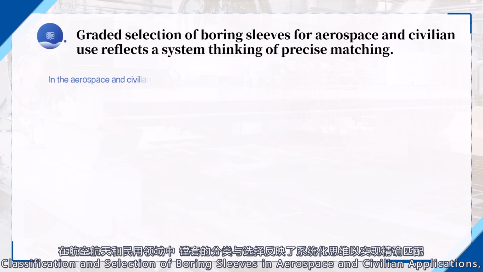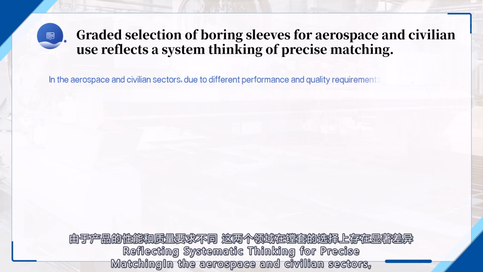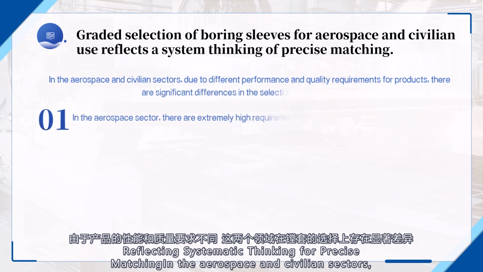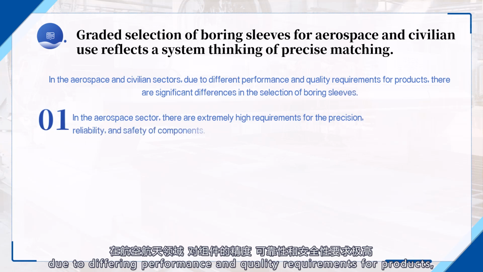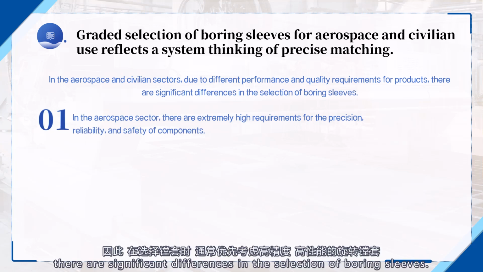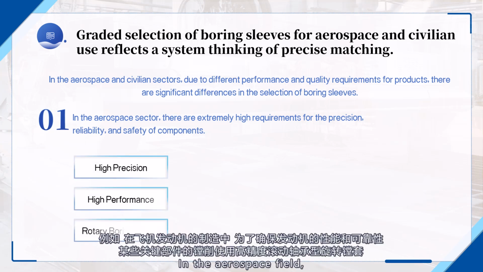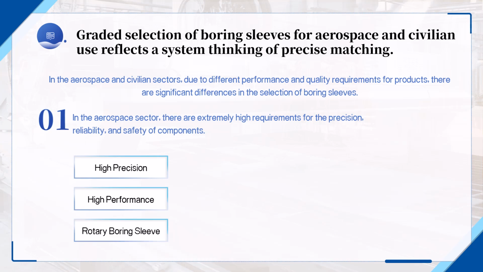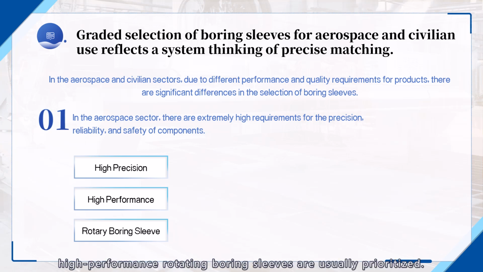Classification and selection of boring sleeves in aerospace and civilian applications, reflecting systematic thinking for precise matching. In the aerospace and civilian sectors, due to differing performance and quality requirements for products, there are significant differences in the selection of boring sleeves. In the aerospace field, the demands for precision, reliability, and safety of components are extremely high. Therefore, in the selection of boring sleeves, high-precision, high-performance rotating boring sleeves are usually prioritized.